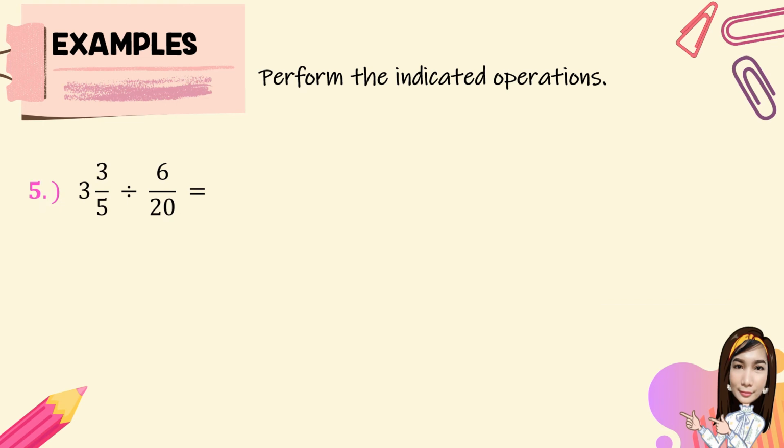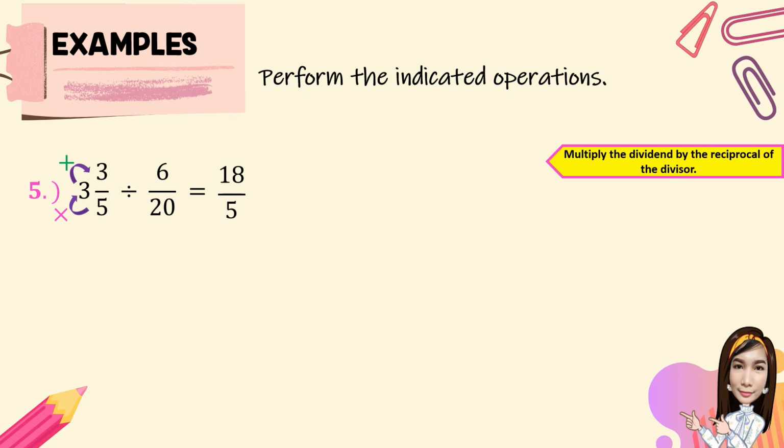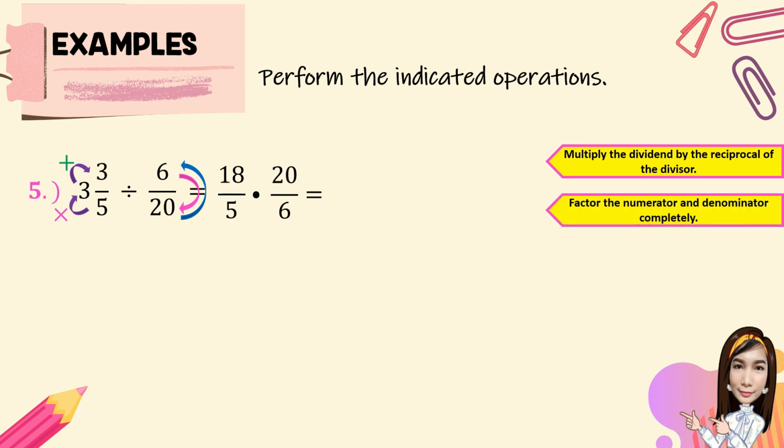For number 5, we have the given 3 and 3/5 divided by 6 over 20. So first, we're going to change the mixed number into improper fraction. So simply multiply 5 times 3 is equal to 15 plus 3 is equal to 18 over 5. Then multiply the dividend by the reciprocal of the divisor. So we're going to change division to multiplication and get the reciprocal of 6 over 20, and that is times 20 over 6. Then we're going to factor the numerator and denominator completely so that we can divide or cancel out common factors.